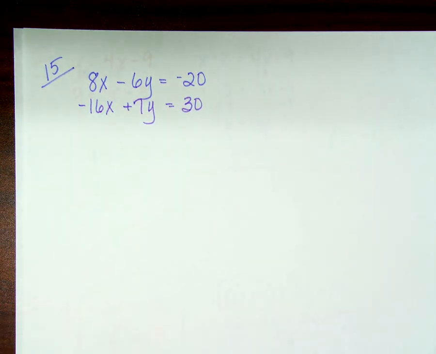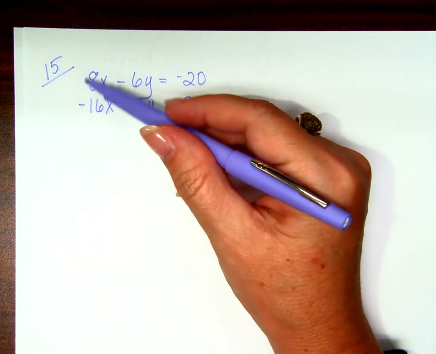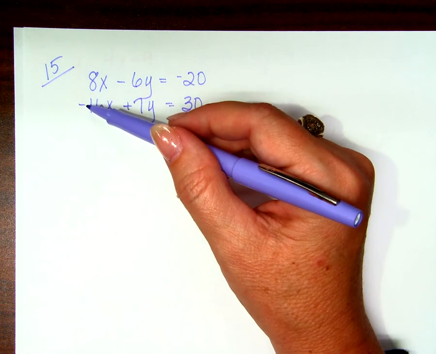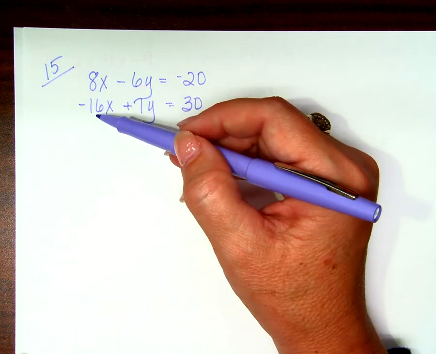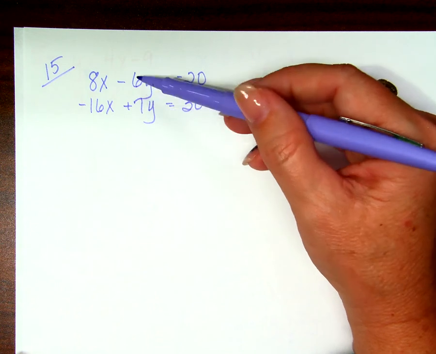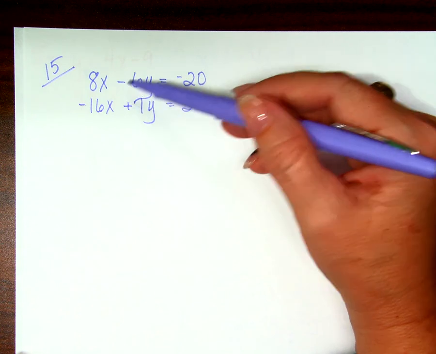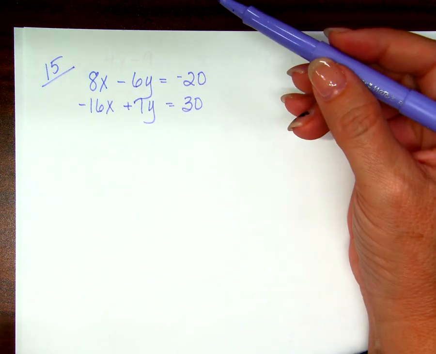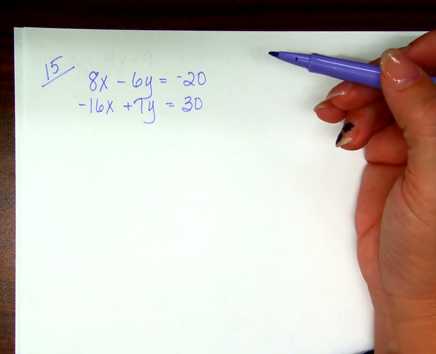So I have 8x minus 6y equals negative 20, and negative 16x plus 7y equals 30. If I want to eliminate a variable, I need to get that variable, whichever one I choose, the same number with opposite sign. Are the x numbers the same number and opposite sign? Well, they're opposite sign, right? But one's an 8 and one's a 16. Are the y's the same number and opposite signs? Well, they're opposite signs, but one is 6 and one is 7.